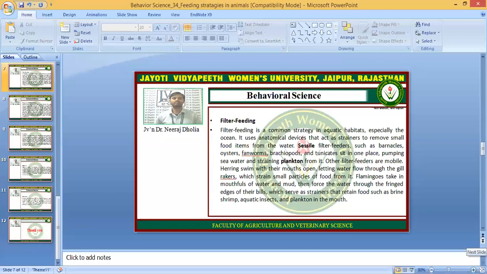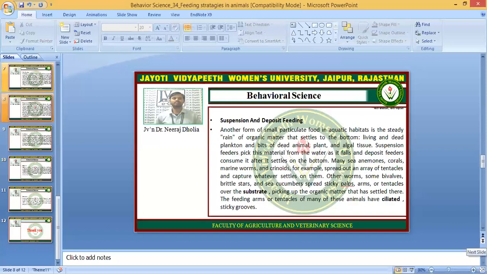Next is filter feeding. Filter feeding is a common strategy in aquatic habitats, especially the oceans. It uses anatomical devices that act as strainers to remove small food items from the water. Sessile filter feeders such as barnacles, oysters, sponges, and other tunicates sit in one place, pumping seawater and straining plankton from it.